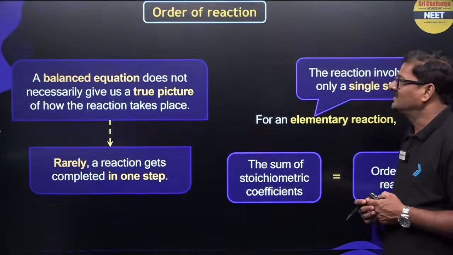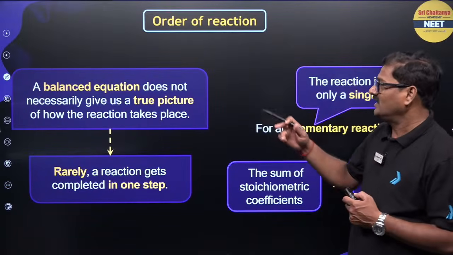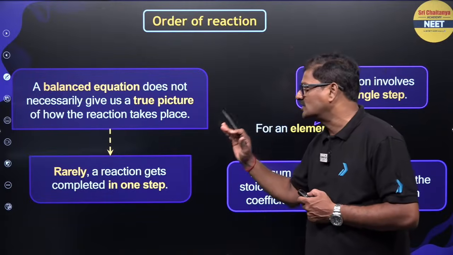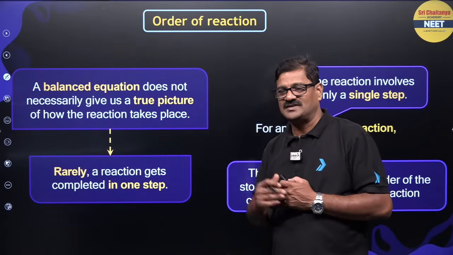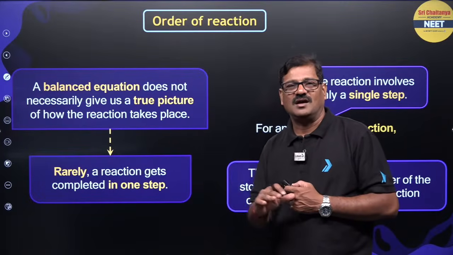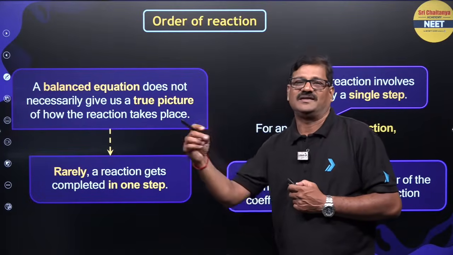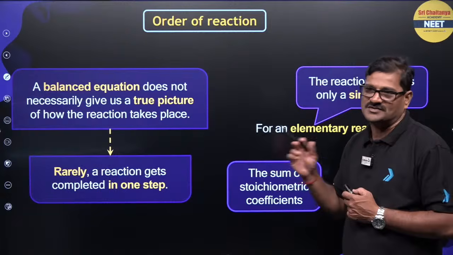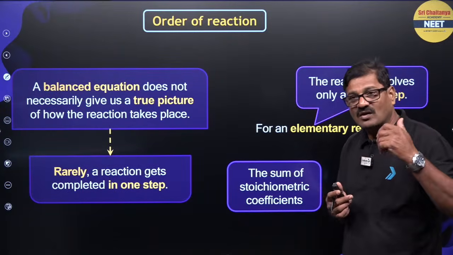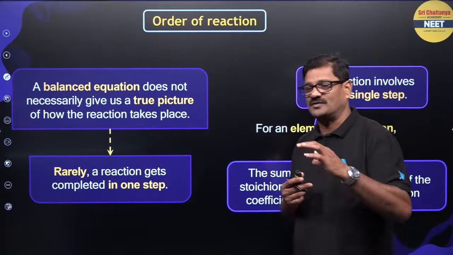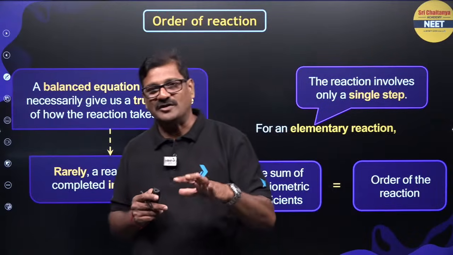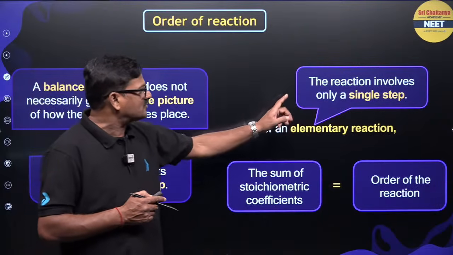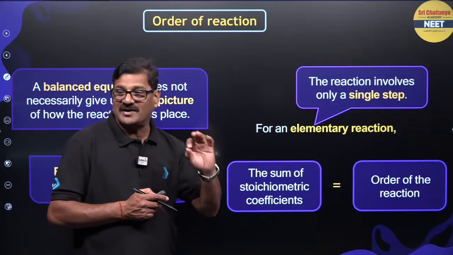Okay, right. And also order of a reaction, a balanced equation does not necessarily give a true picture of how the reaction takes place. It is just according to the law of mass conservation that the reaction is balanced. But a reaction may not get completed in one step. There are two types of reactions: elementary reaction and complex reaction. So the reaction that involves only a single step is said to be an elementary reaction.